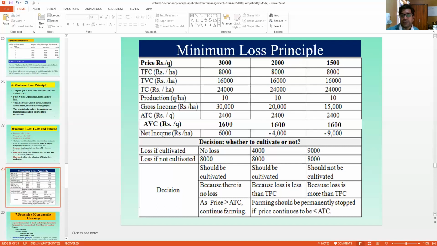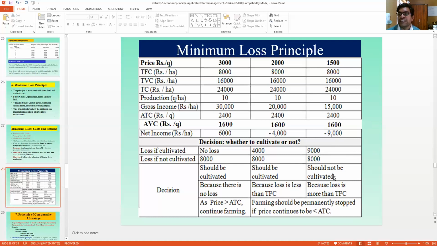Now, the third case: net income is minus 9,000, a loss. If the farmer, without minding the loss, is cultivating, what will happen? The loss is 9,000 rupees. If he takes the decision not to cultivate, the loss is going to be 8,000 rupees. So the TFC is less than the loss, or the loss is more than TFC. So here the loss is more than TFC. So the farmer should not cultivate.